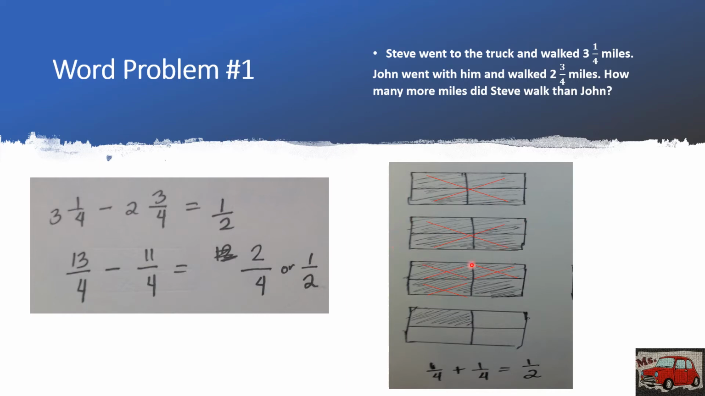So yung tatlong shaded part dun sa isang buo. Okay? So, basically, may natira na lang isang 1/4 at isang 1/4. So, pag pinagsama mo yan, ang basa lang is 1/2. Okay? So, 1/2 yung lamang nung nilakad ni Steve kay John.